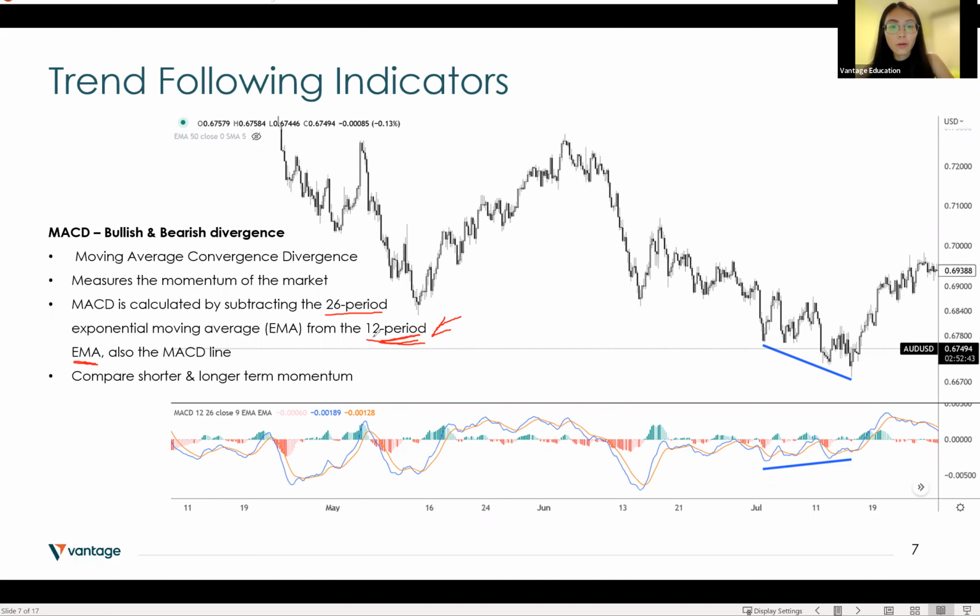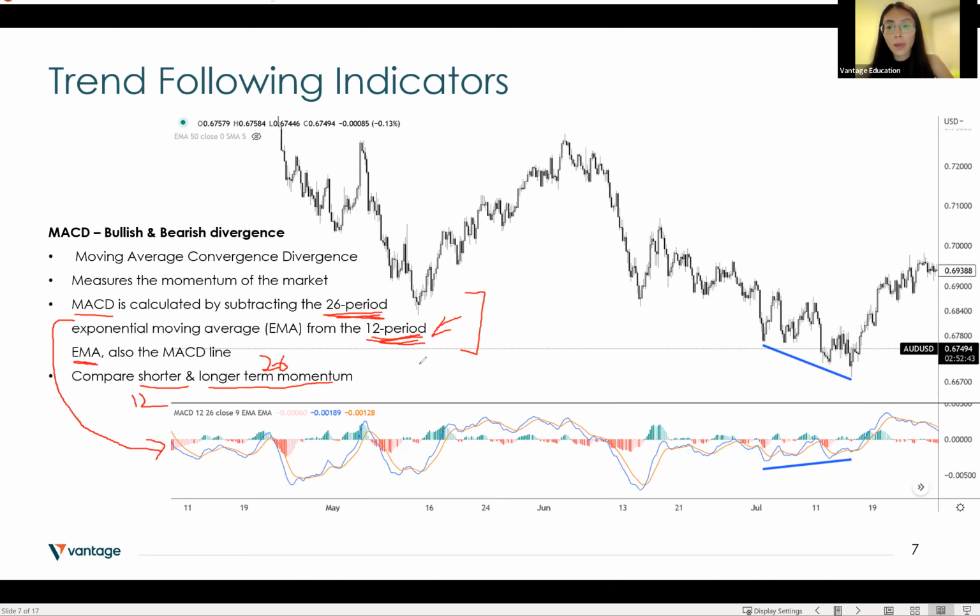So when your 12-period EMA is above the 26 EMA, this will essentially mean that your MACD line is above 0. This MACD line, the one that you see over here, is shown by this blue line that we have on this MACD indicator. This MACD line is calculated by taking the difference between the 26-day EMA and the 12-day EMA. The calculation basically compares the shorter term and longer term momentum. The longer term would be your 26-day EMA, and the shorter term would be the 12-day EMA.